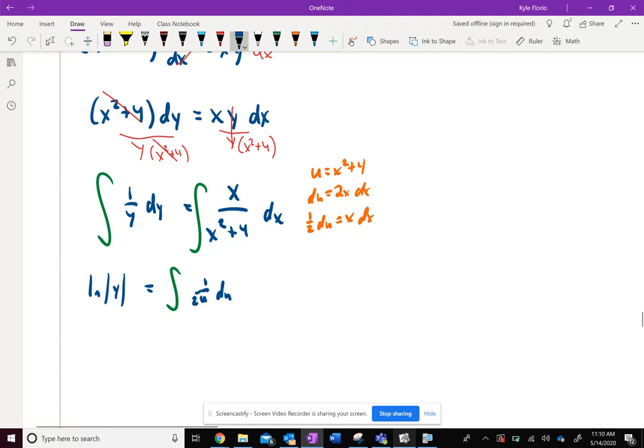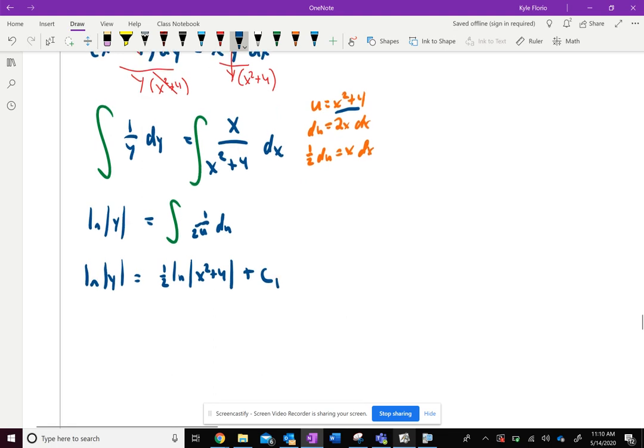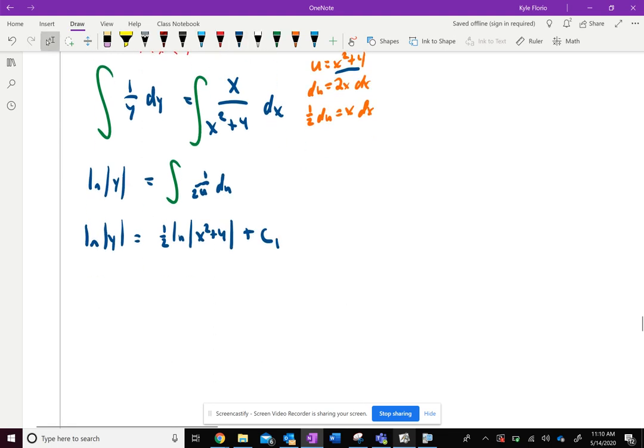I can put the 1/2 down there. Either way, when we integrate that, the left-hand side is still natural log of absolute value of y. This is just going to be 1/2 times the natural log of the absolute value of u, and u, I remember, is x squared plus 4. So just plugging that back in. And we have some constant, and there it is. And I'm going to call it constant 1 for now. You don't have to be too careful with the constants because it's just a constant, and the constant could be anything.